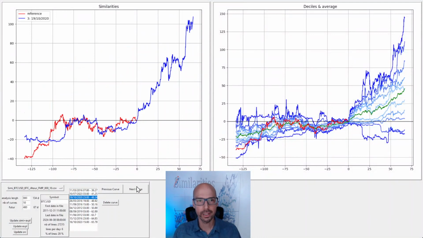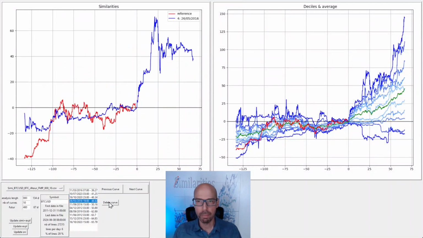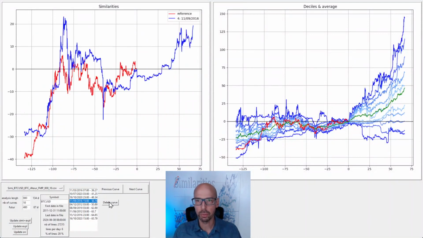All right, next one. All right, this is a bad fit. I will delete that one. This is a weak fit, but the technicals are okay. All right, here there is more amplitude, but still it's acceptable. It's acceptable. With low volatility, up movement, it's more or less the same case as the first curve.